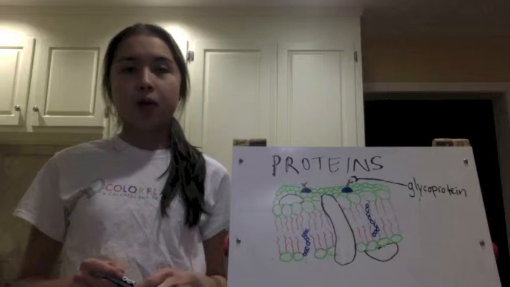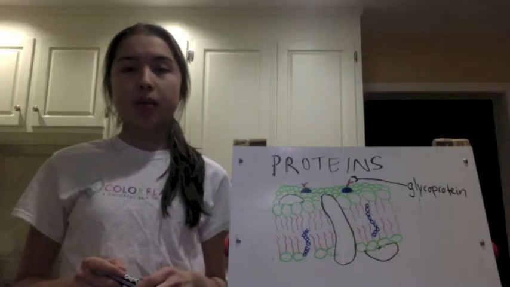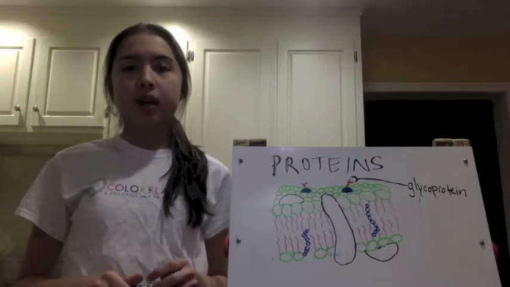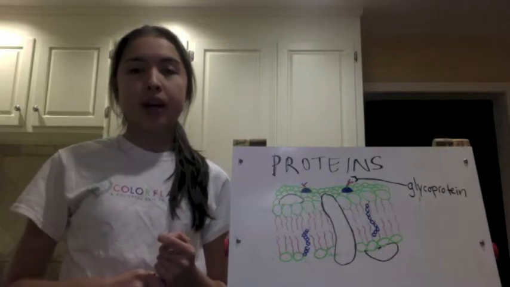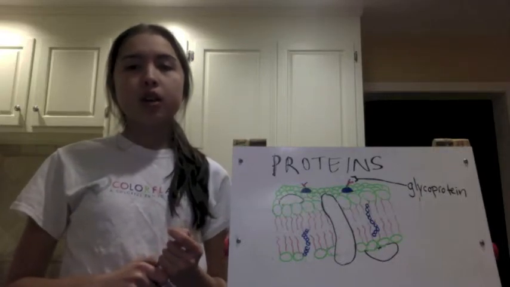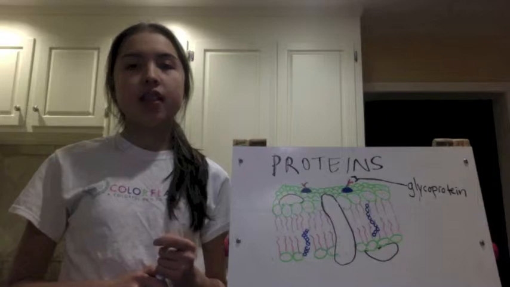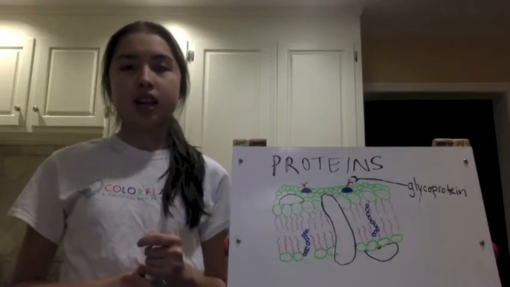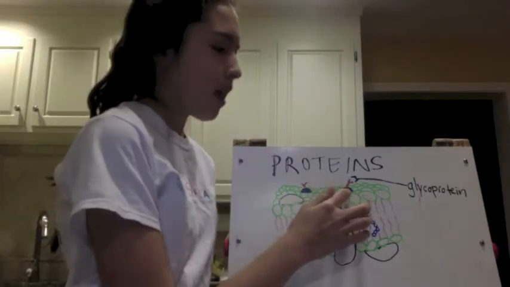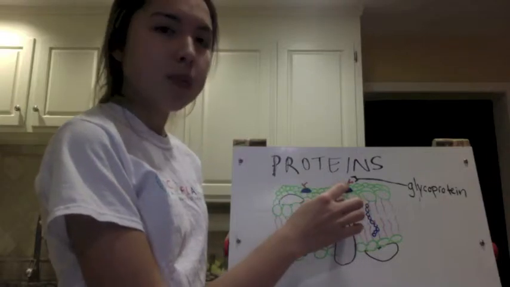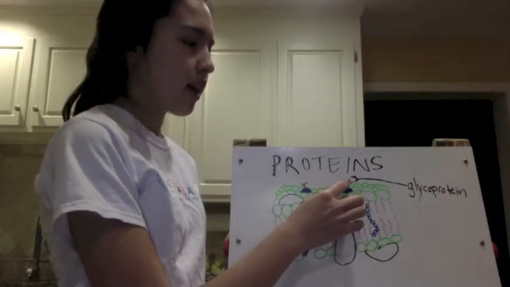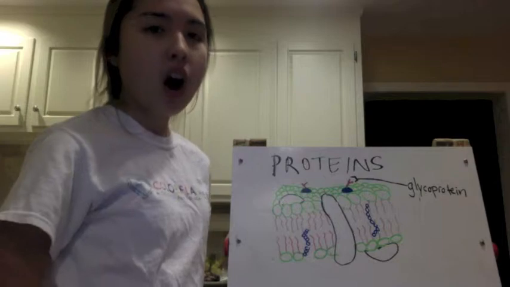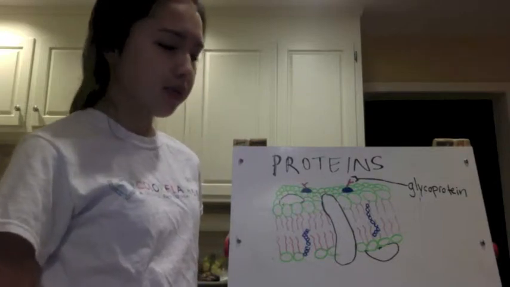Glycoproteins are another type of protein located in the cell membrane. Glycoproteins play an important role in the phospholipid bilayer. They are proteins that are covalently bonded to carbohydrates, and they provide specifically for cell-to-cell recognition. As you can see, the blue structure here is the protein, and the red dots coming out from it are the carbohydrates.